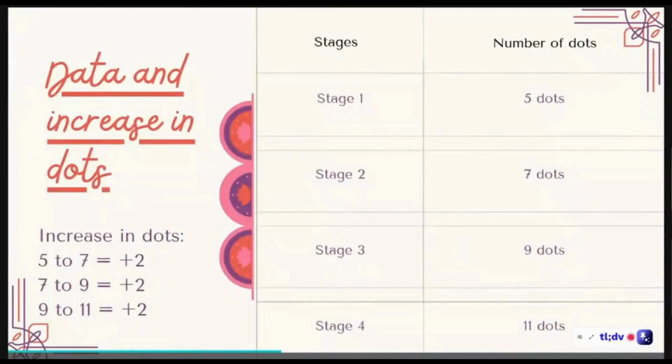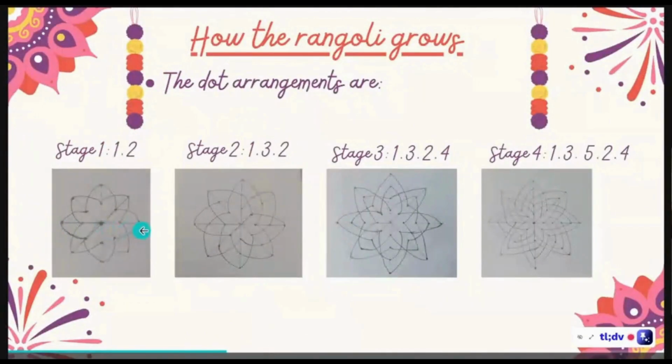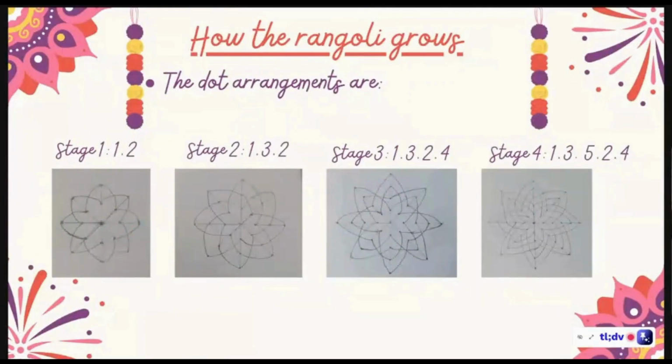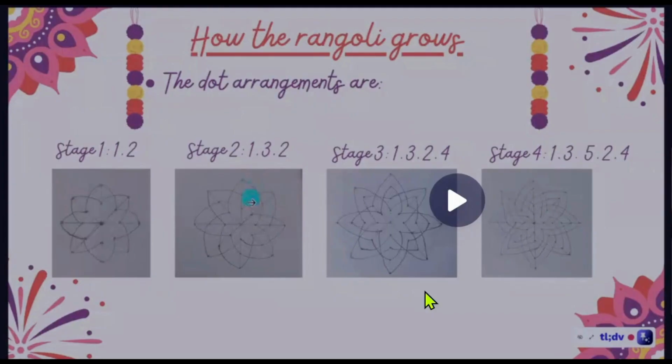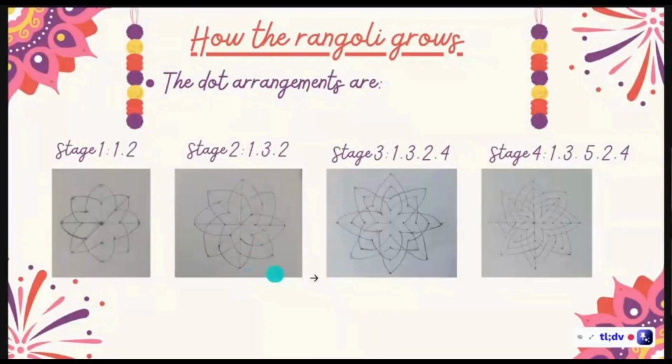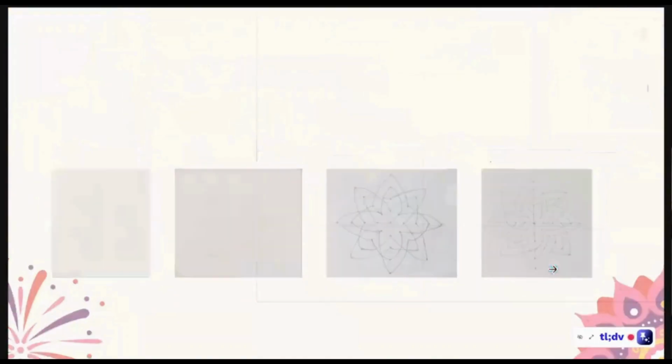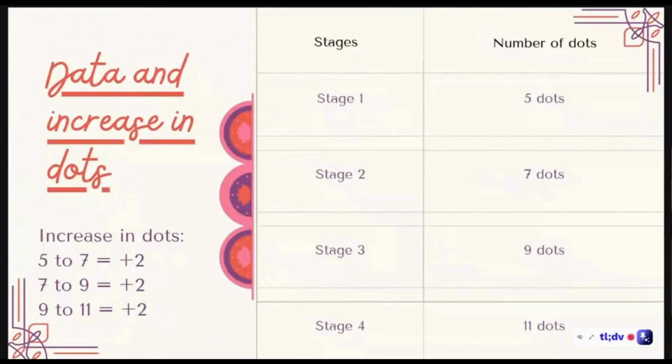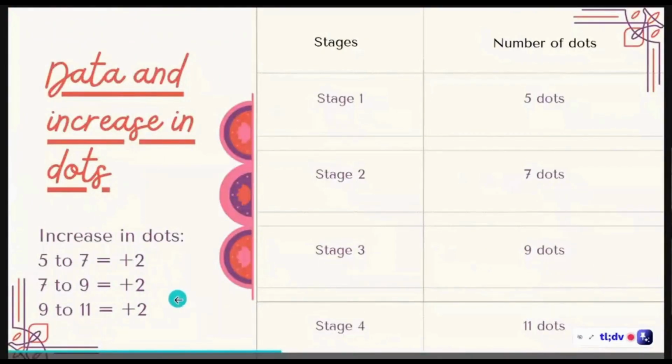So this is the increase in dots. I'm explaining the number of dots in one side. As you can see, stage 1 has 5 dots in the vertical side, and stage 2 has 7 dots, and stage 3 has 9 dots, and stage 4 has 11 dots. So when I compared the stages, I found that the number of dots increased by 2 each time.